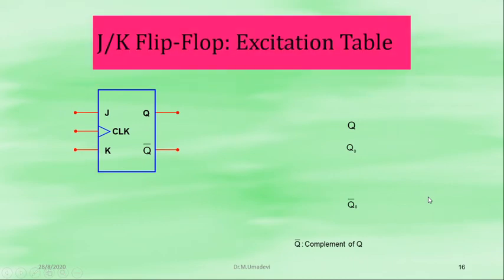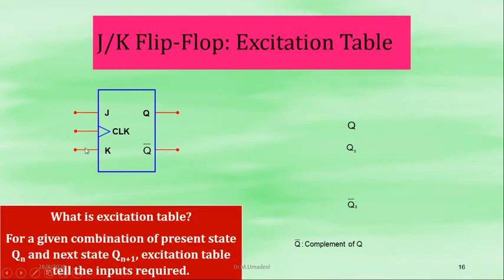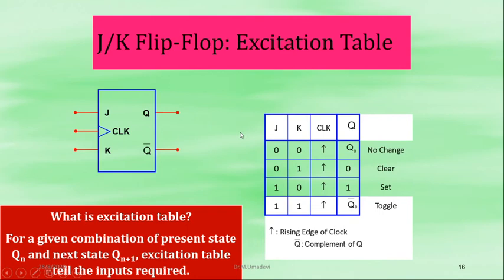So next one, the JK flip-flop excitation table. Already we have seen the circuit diagram, circuit symbol, J, K, Q, Q bar, input and output. So then this gives the excitation table. What is an excitation table? How is it different from a truth table? For a given combination of present state, that is the current state Qn, and the next state Qn plus 1, the excitation table tells the input required. So it gives an idea about what input is required. That is about the excitation table.